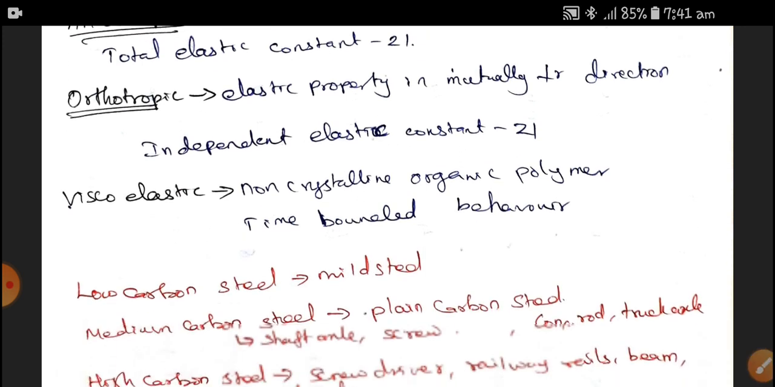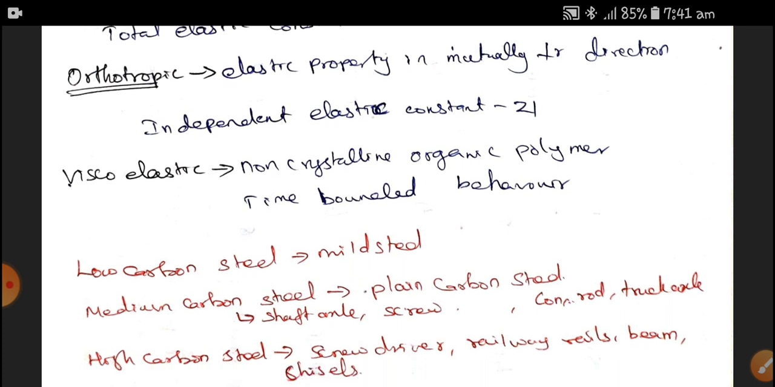And the next one is viscoelastic. Viscoelastic is a non-crystalline organic polymer. This is called a non-crystalline organic polymer. It gives a time-bounded behavior.